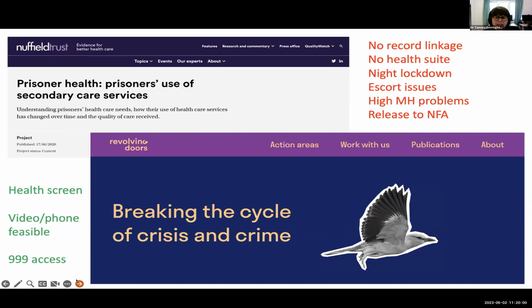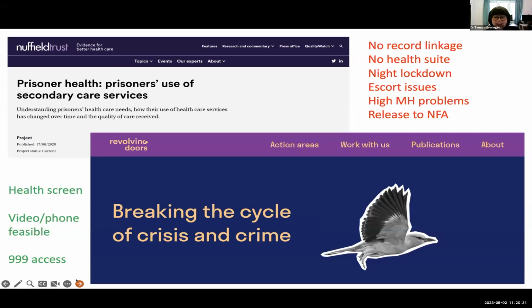But the prison population is largely hidden from sight, obviously. And what we probably don't realise is they have almost no health record linkage. They can't necessarily access the spine. There is no import of records into the hospital or outside the hospital. The health suite that they have is basically cells. They have a GP and they have a nurse, but it's not really equipped to a level that we might think of as a health suite in other circumstances.